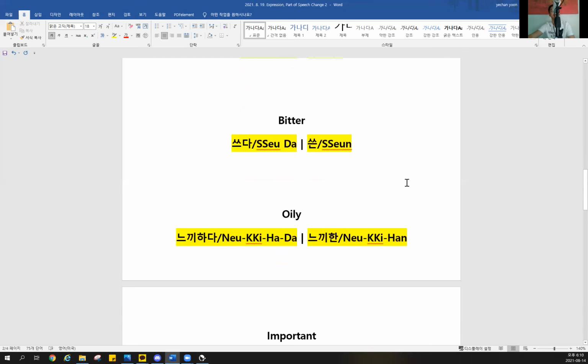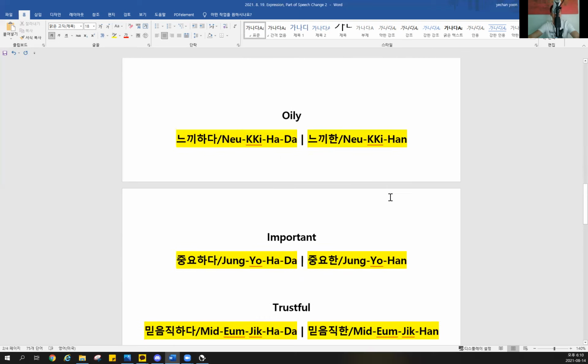How can you say oily? You can say 느끼하다. Note the double consonant. How about the changing form? You can say 느끼한. All right. Okay, next one.